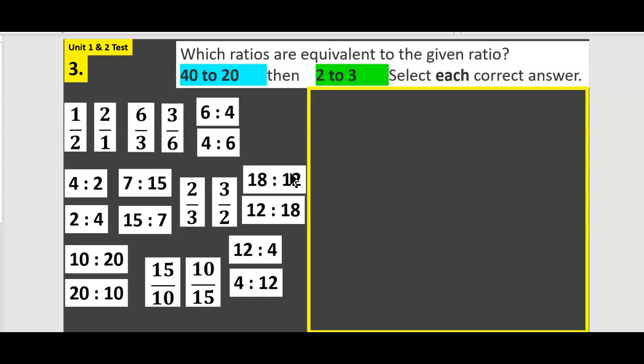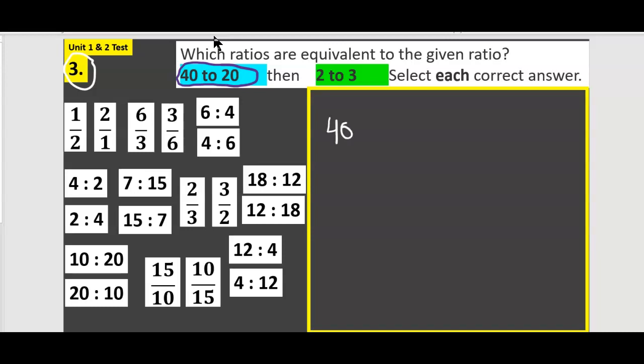This is going to help you with Unit 1 and 2 test number 3. Notice that these aren't the exact same problems they give you, but they are so close that they should end up being really super helpful for you. We're going to start with this 40 to 20.